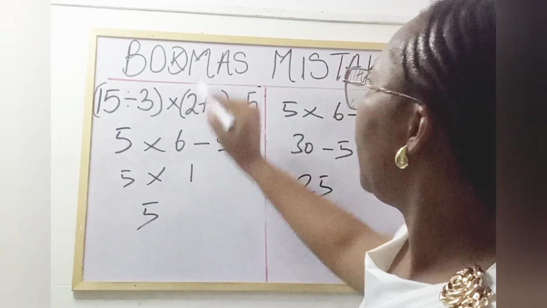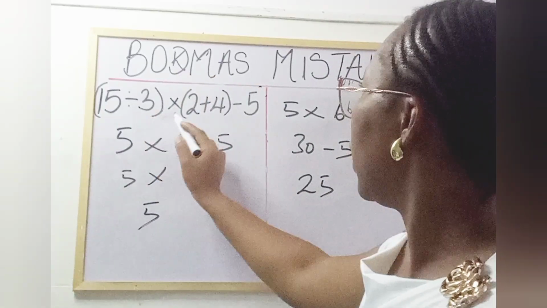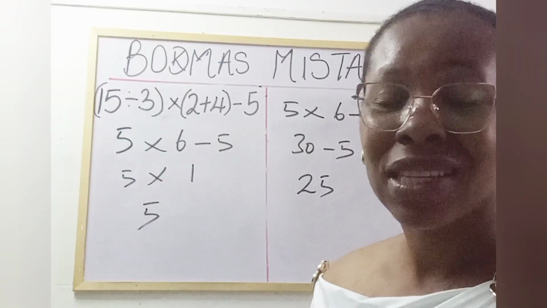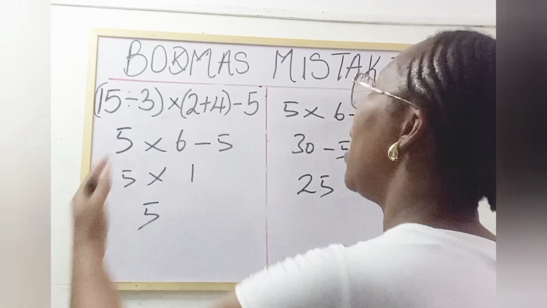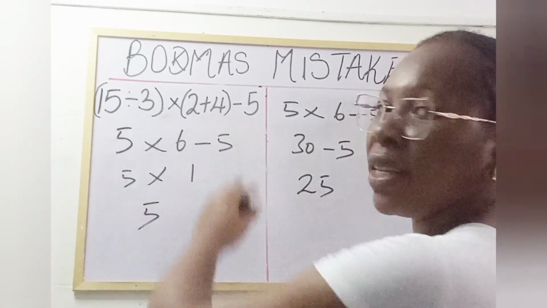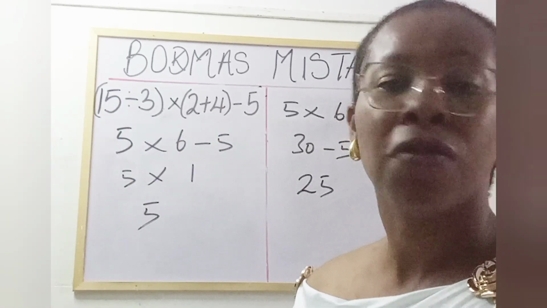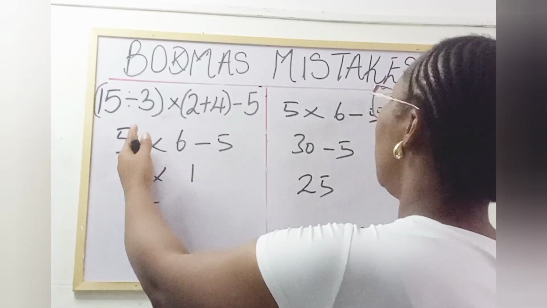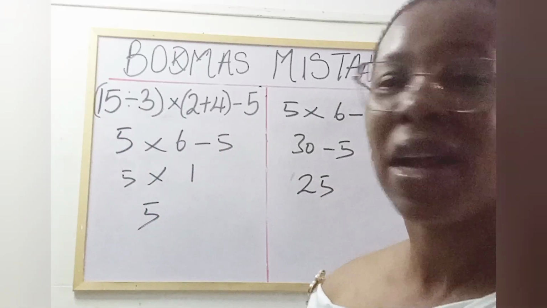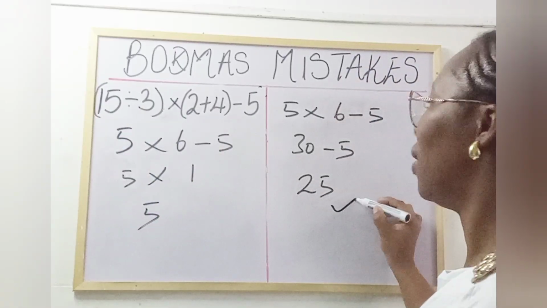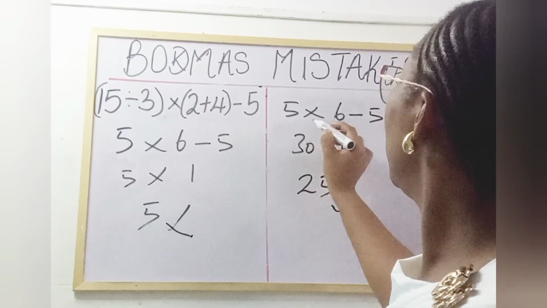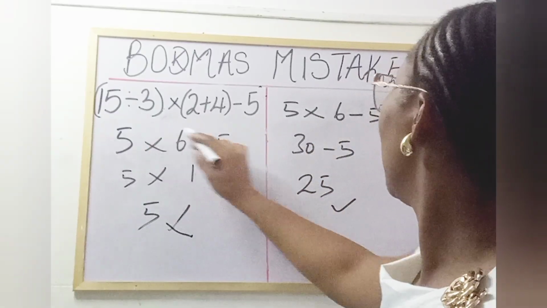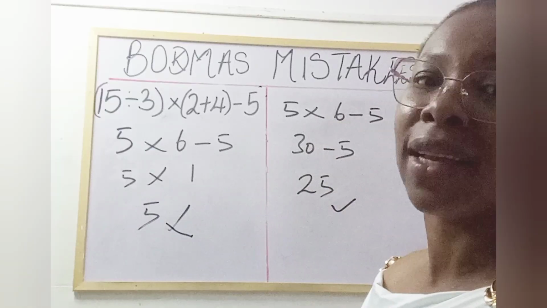Division and multiplication. Division and multiplication has equal priority. So you have to solve it from left to right. So the correct answer is this, not this. You have to first of all do the division first before you multiply.